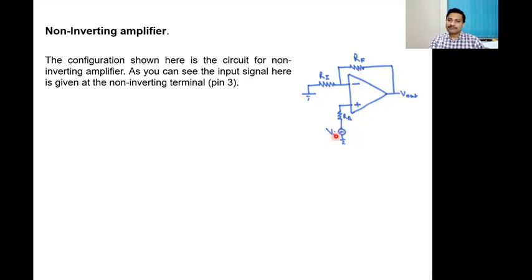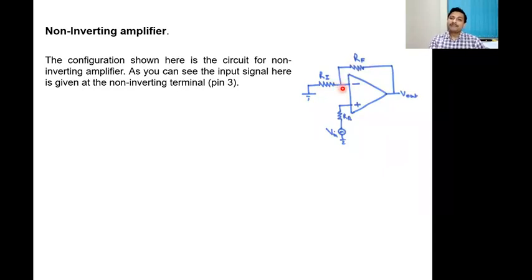So the output will be in phase with the input. However, the feedback is still on the inverting terminal, so that is why it's a negative feedback. The feedback, V out, is always going to be out of phase with whatever input is given at this pin. So whatever input is given at this pin will generate a V out which is out of phase with the input here. So that's a negative feedback.